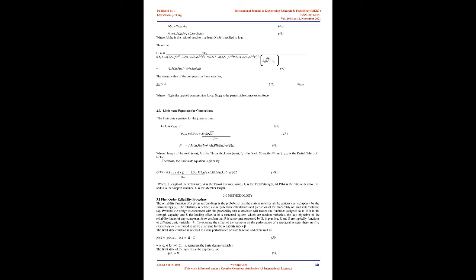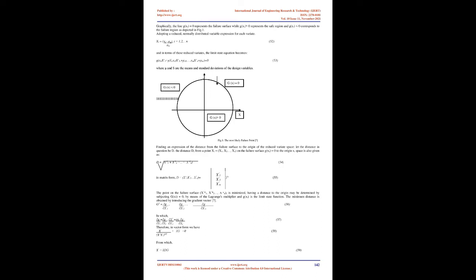If R is the strength capacity and S the loading effect of a structural system, which are random variables, the key objective of the reliability index of any component is to confirm that R is at no time surpassed by S. In practice, R and S are typically functions of different basic variables. To examine the effect of the variables on the performance of a structural system, there are 5 elementary steps required to arrive at a value for the reliability index β.